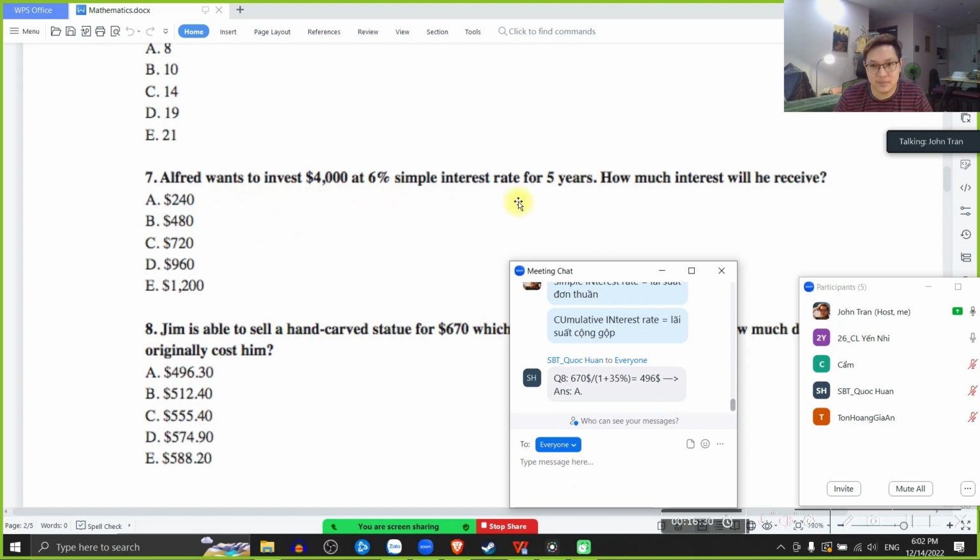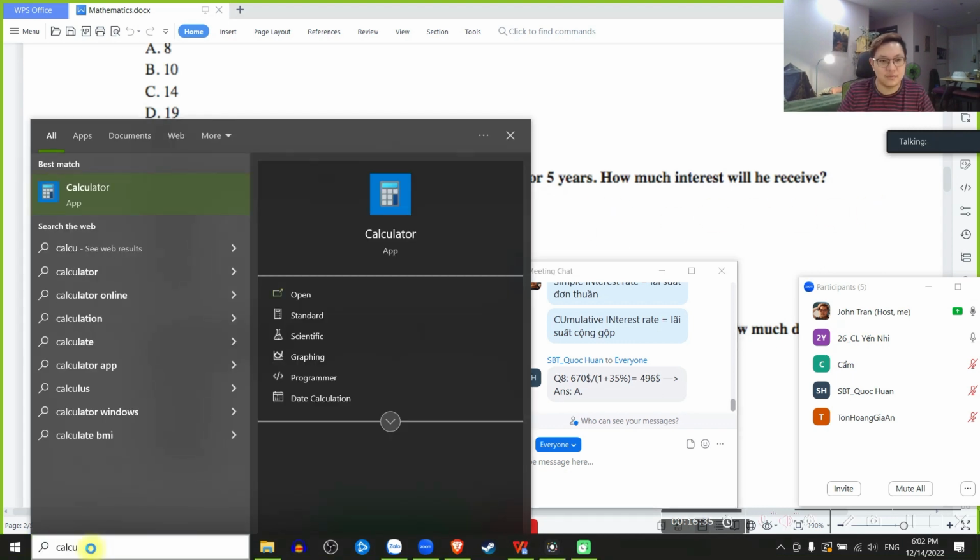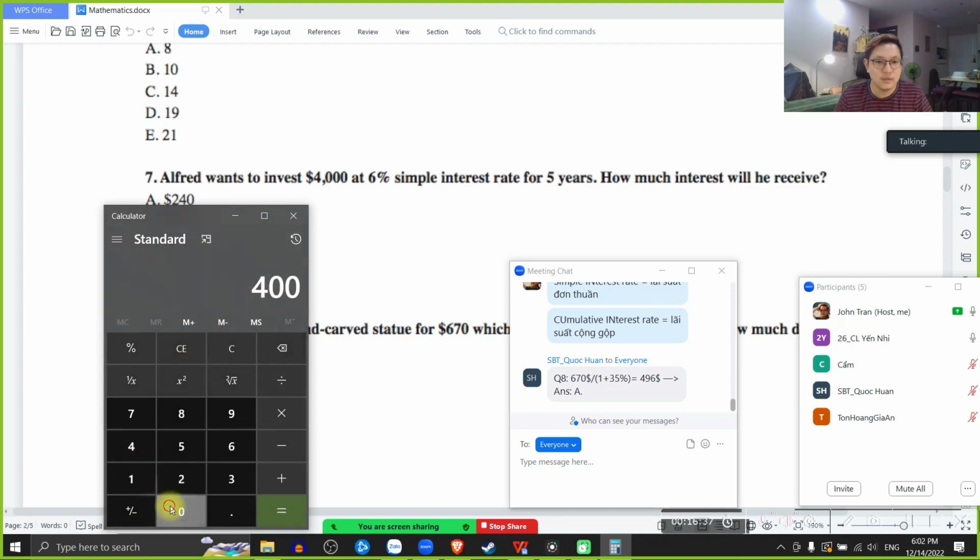Okay, 6% interest rate. How much interest will he receive? Anh sẽ nhận được bao nhiêu lãi suất? So, the first year, you receive 6% interest rate. So, times 0.06. Đó, nhân cho 6%, tức là 0.06. So, 240 is what he will receive for first year. Because it's simple interest, every year is the same. So, after 5 years, he will receive 1200.